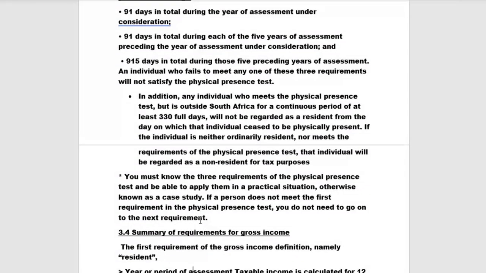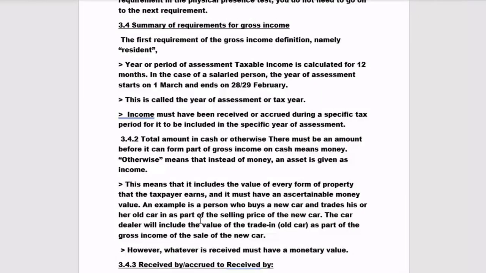Right, we're now summarizing the requirements for the gross income. And the first requirement for the gross income definition, which is the resident, I think we have covered up there. It says that the year or the period of assessment of taxable income is calculated for 12 months. As I've said, that 12 months is regarded as the year of assessment in tax. In the case of a salaried person, the year of assessment starts from the 1st of March and ends on the 28th or the 29th of February.